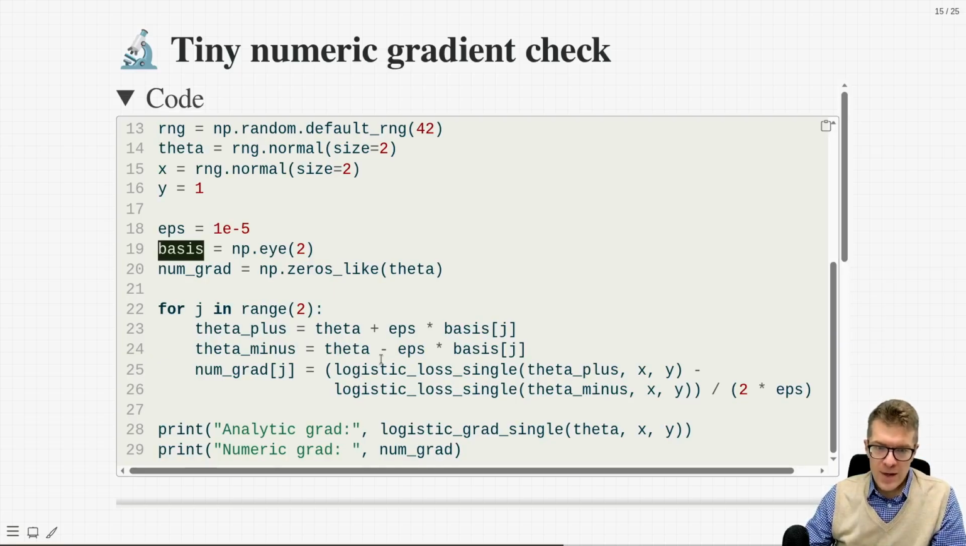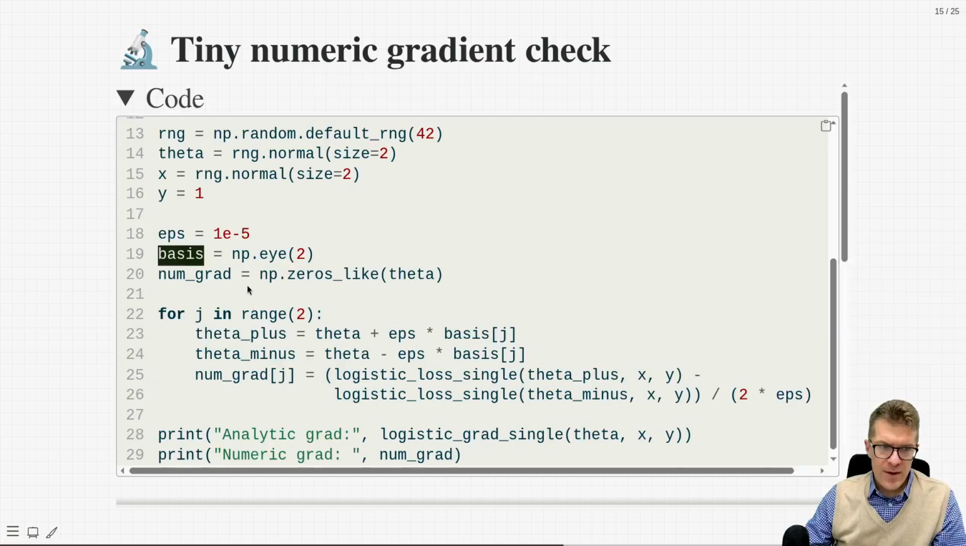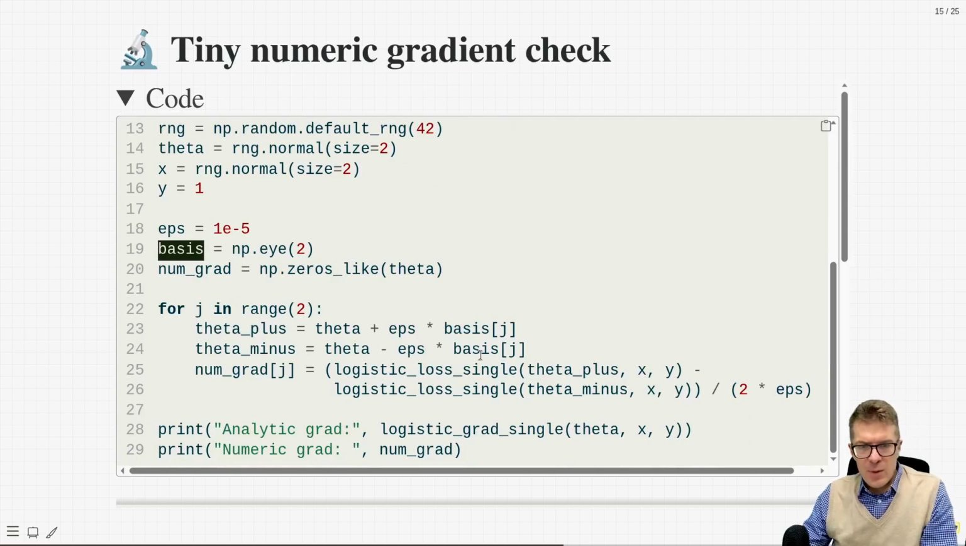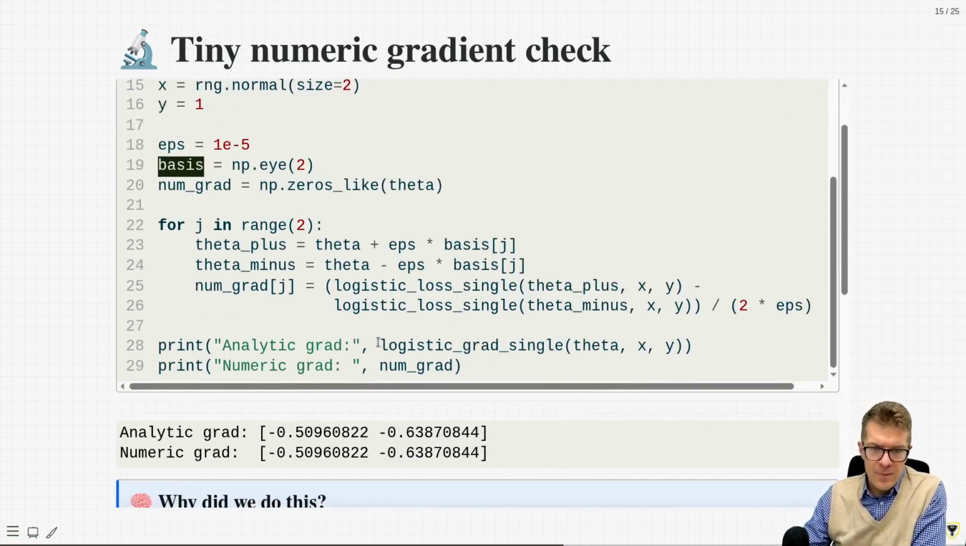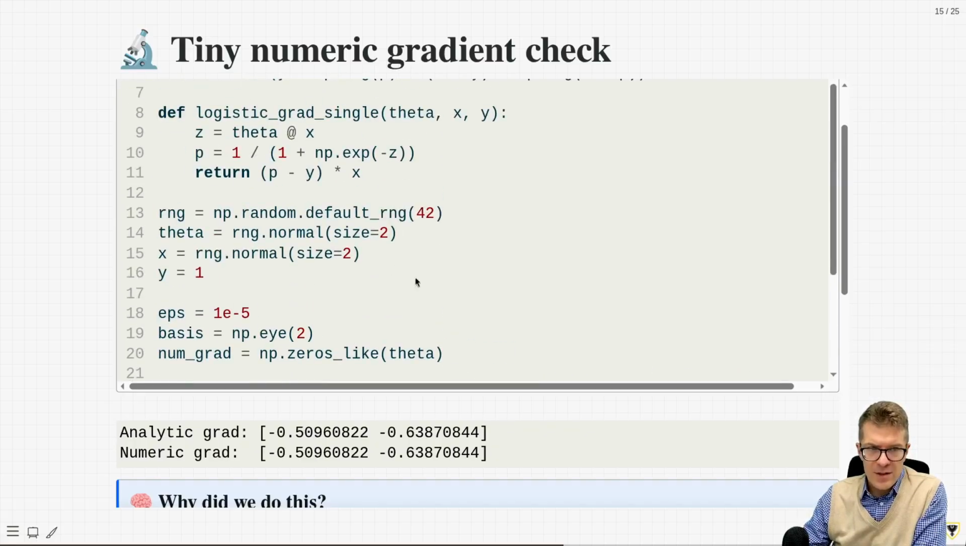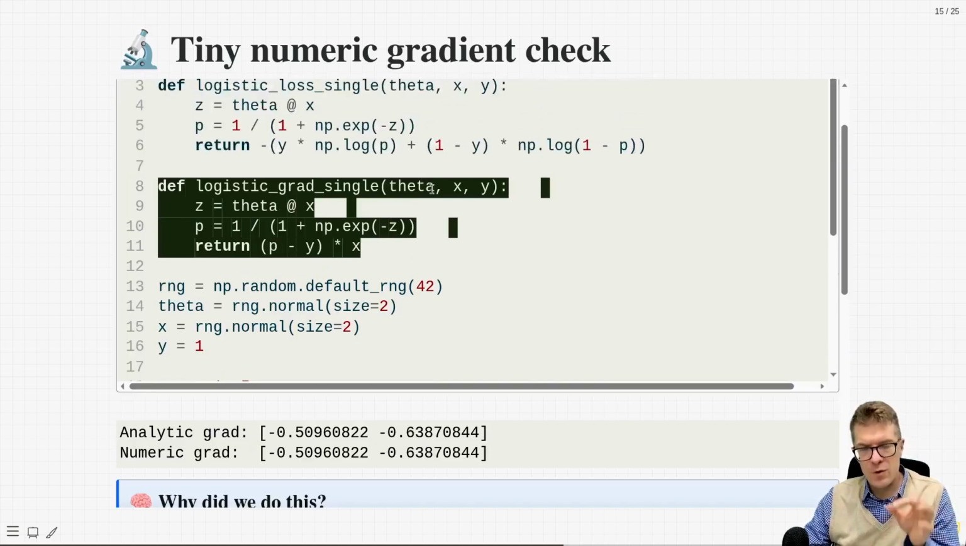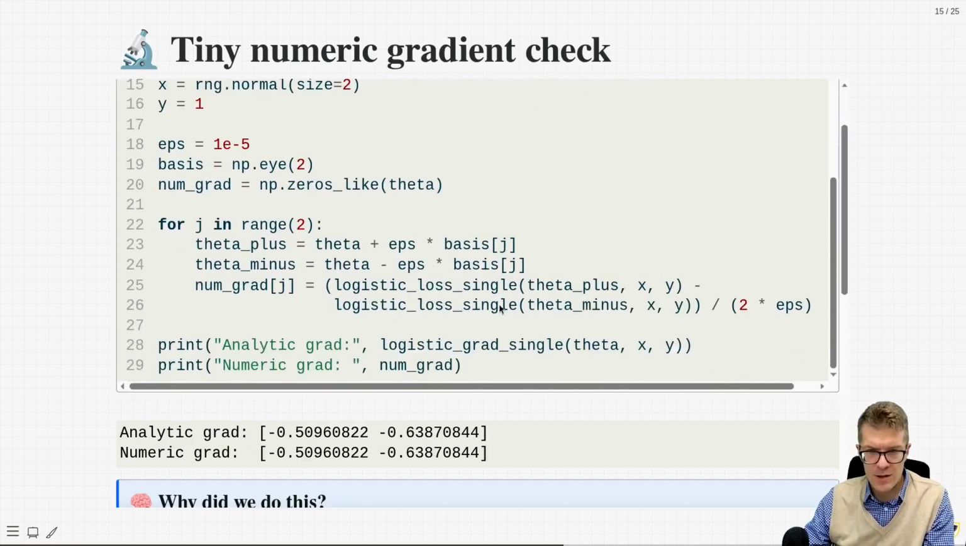And then the only thing that's happening here is that I want to compare the difference between the outputs of my logistic gradient. So this is the implementation of our gradient function, the function that tells us how to move theta in order to minimize the loss. How does that compare with just doing little tweaks to theta?